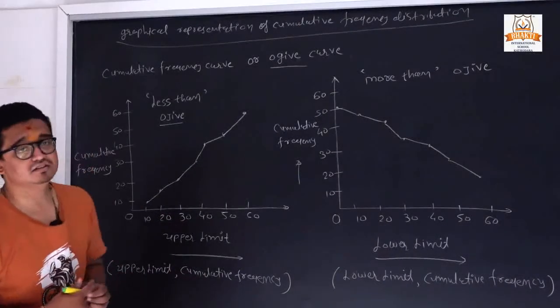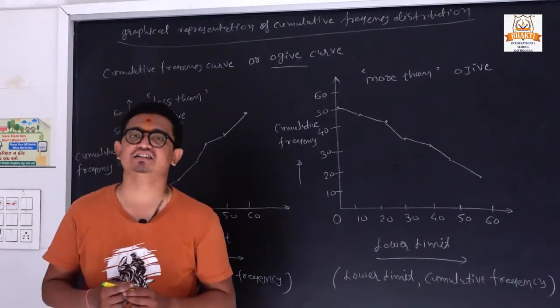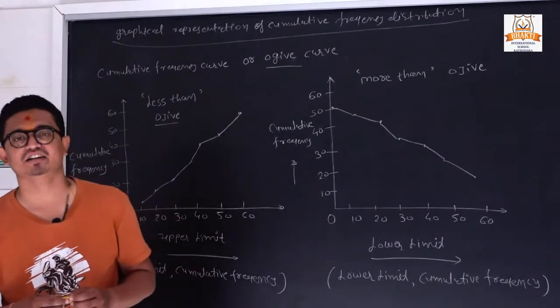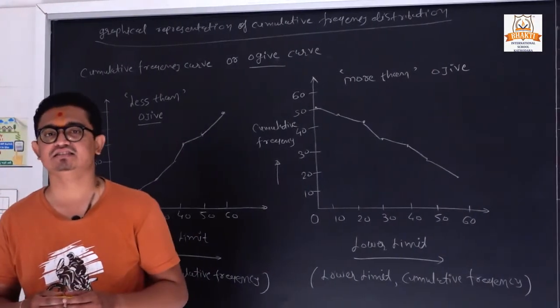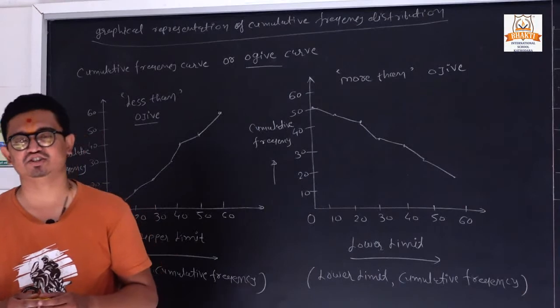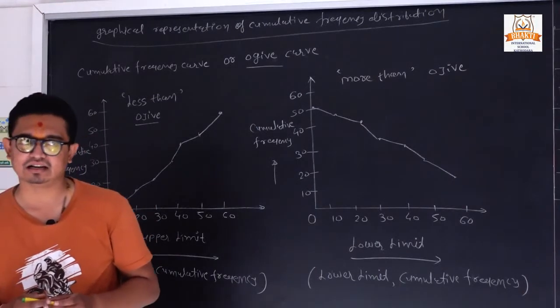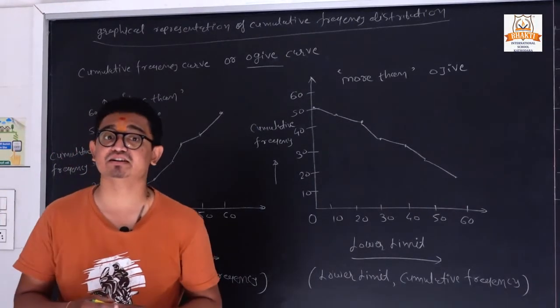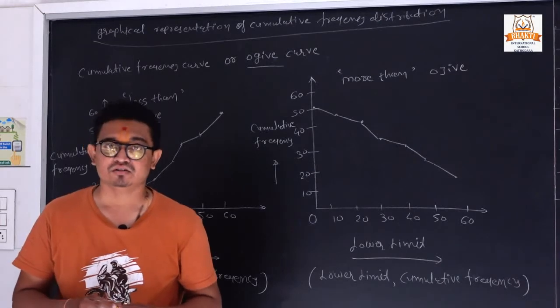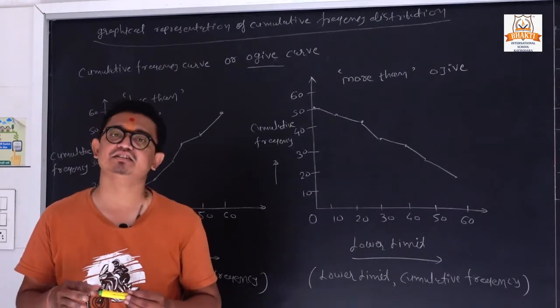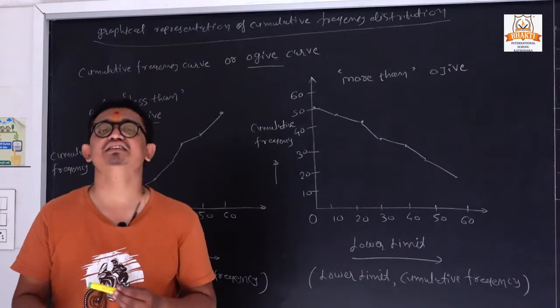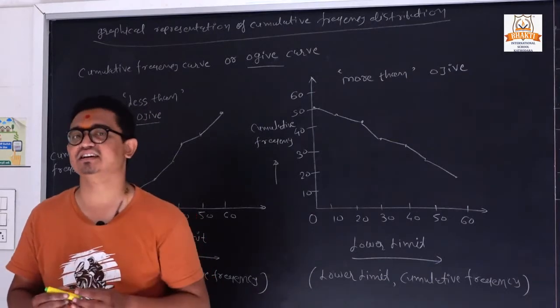Okay, good morning students. In today's lecture, the last topic of chapter number 14, statistics, is the graphical representation. So, in a graphical representation, how can we represent the graph? On which basis can we represent the graph? We will discuss that in this lecture.